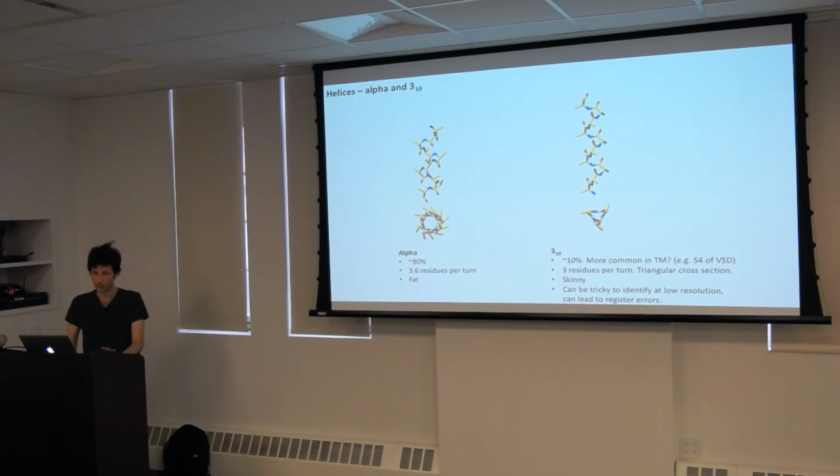So there's your classic alpha helices, which account for about 90% of the helices in protein structures, which have 3.5 or 3.6 residues per turn. And these guys, when you look at them in cross-section, are fat. They're your classic helix. The less common, but still appreciable, particularly in membrane protein structures, variant is the 3-10 helix. So this is 3 residues per turn, and that helix has a very distinct cross-section. So these guys look triangular when you look at them down the axis.